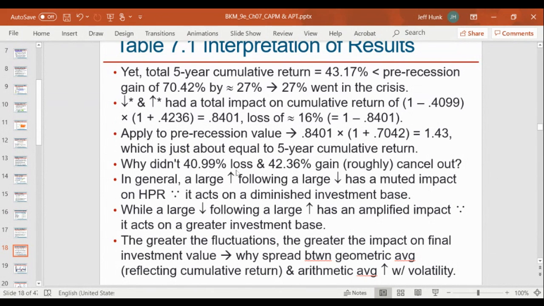So why didn't the 40.99% loss and the 42.36% gain roughly cancel out? In general, a large increase following a large drop has a muted impact on the holding period return because it acts on a diminished investment base. In other words, a large drop following a large increase has an amplified impact because it acts on a greater investment base. The greater the fluctuation, the greater the impact on final investment value. And that's why there's a spread between the geometric average, reflecting cumulative return, and the arithmetic average, increasing with volatility.